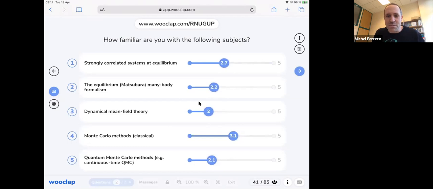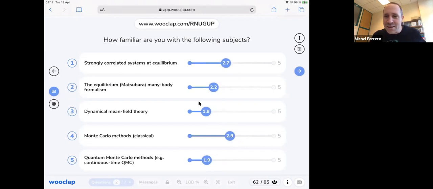Okay, that starts to look a bit like my expectations. So I see that at least not everybody already knows dynamical mean field theory. So that's certainly good. I'll spend quite a bit of time today to discuss this.